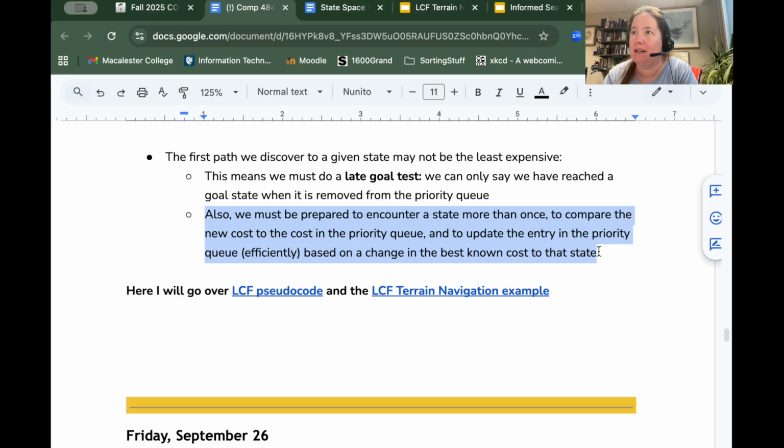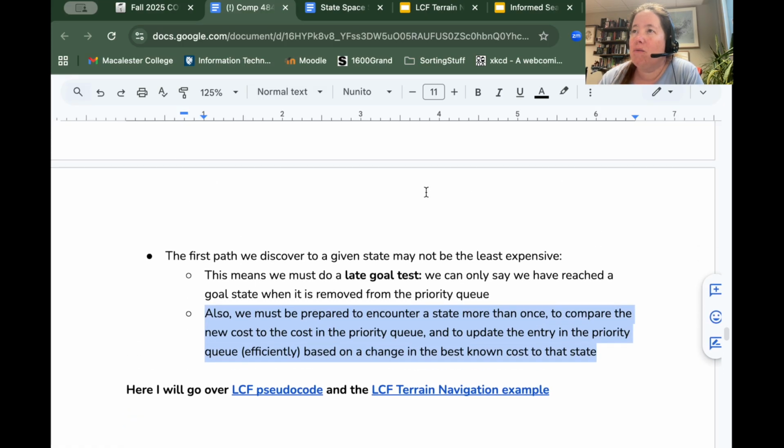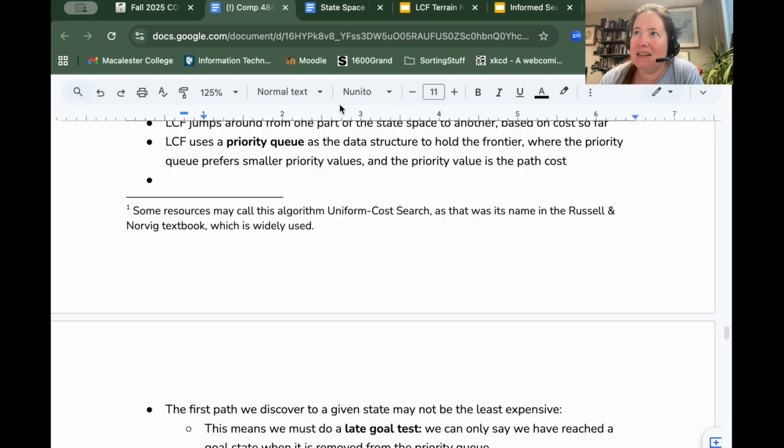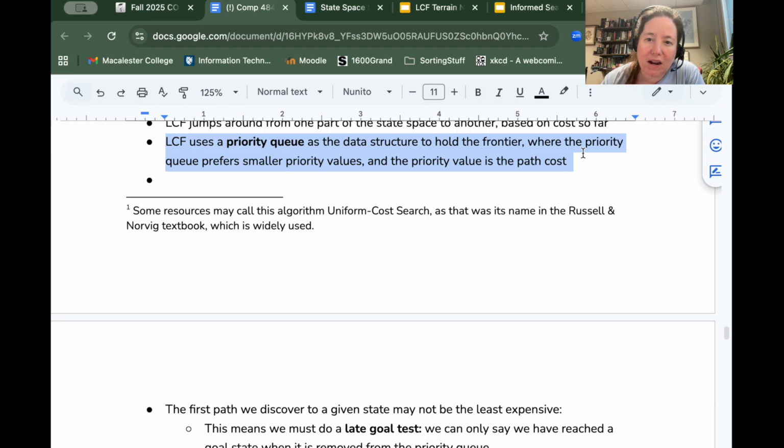All right, one of the things I skipped over that I should go back to is that lowest cost search uses a priority queue. So it's going to store all of the frontier elements in order by their priorities, and it will always choose the one that has the lowest cost. If you know your data structures, it's going to use a min heap to represent this.